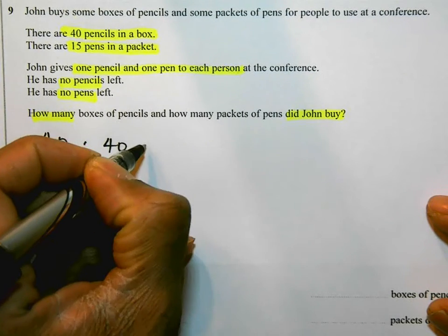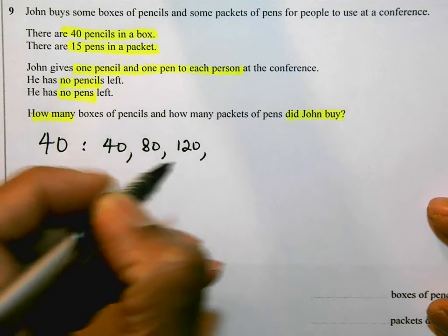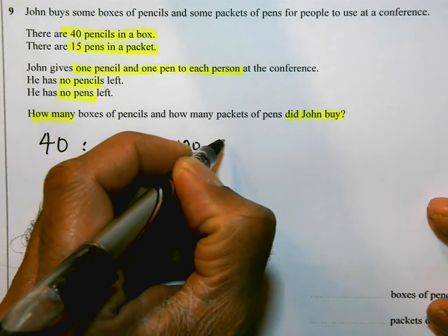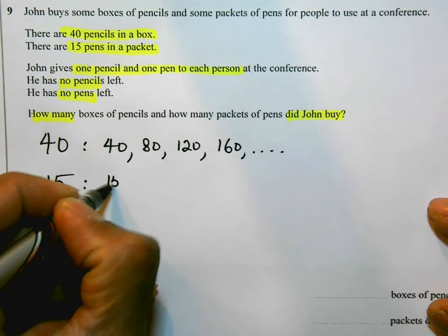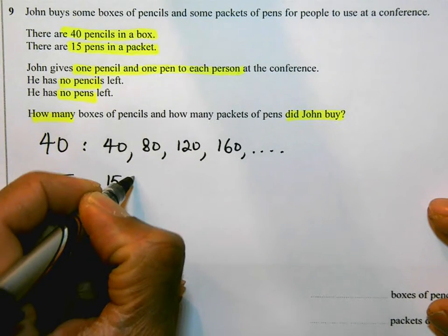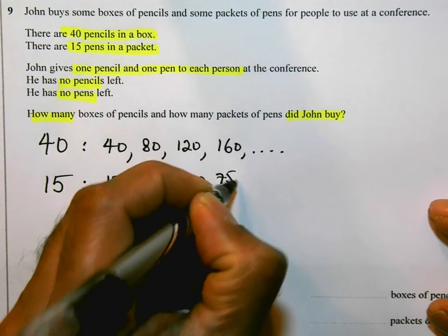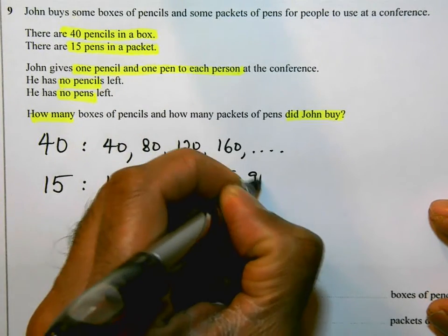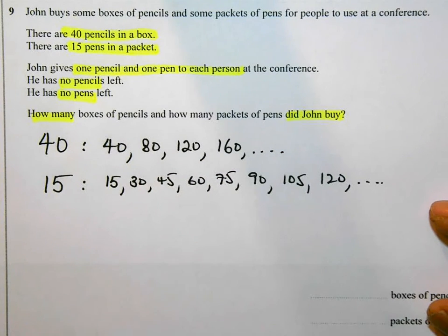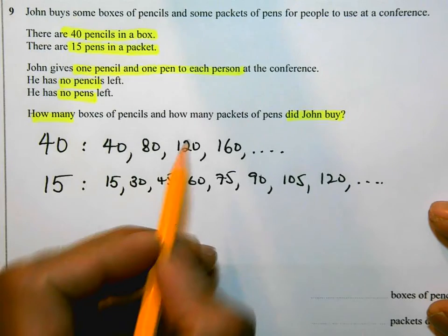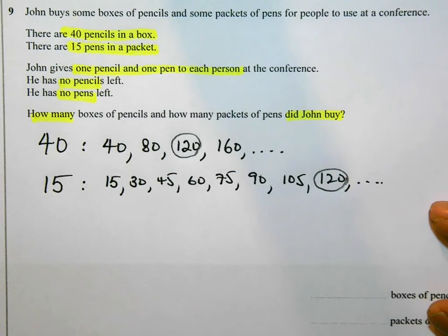So see what I've done here. 40, another 40 gives me 80, another 40 gives me 120, another 40 gives me 160, and so on. In terms of 15s, I have 15, and I'm going to add on 15 each time. 30, 45, 60, 75, 90, 105, 120, and so on. Now this is useful because 120 is the same there.